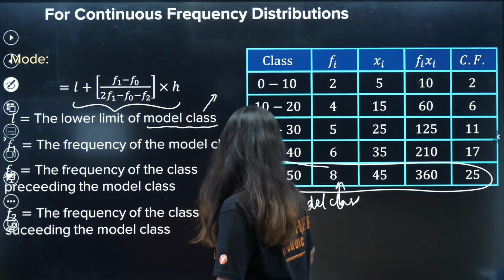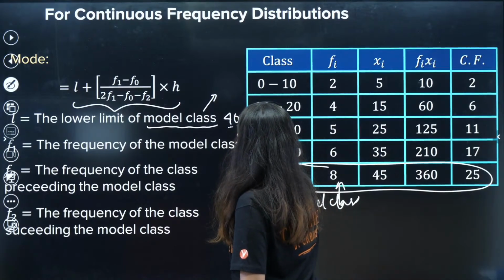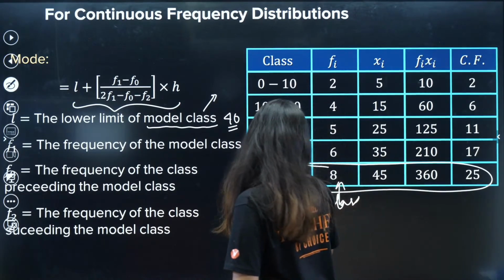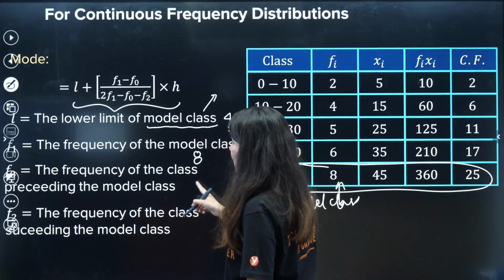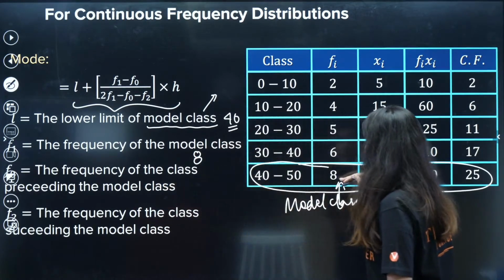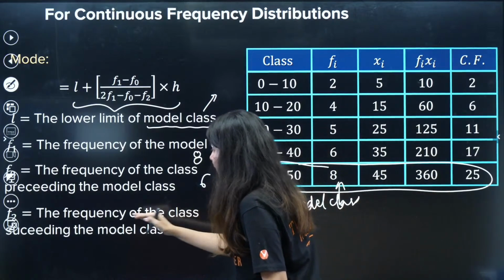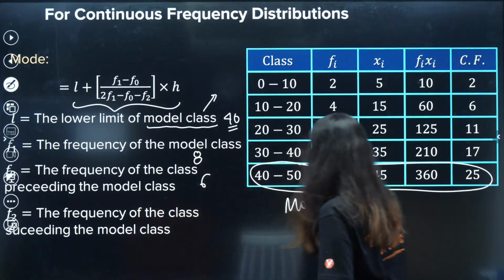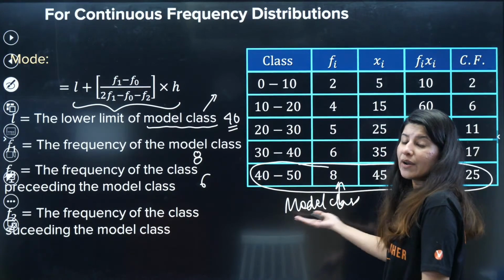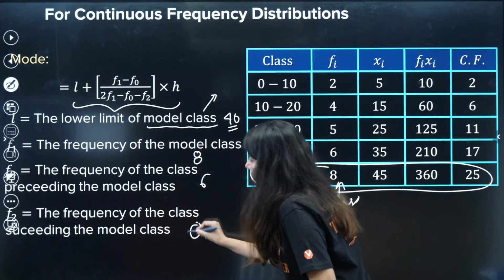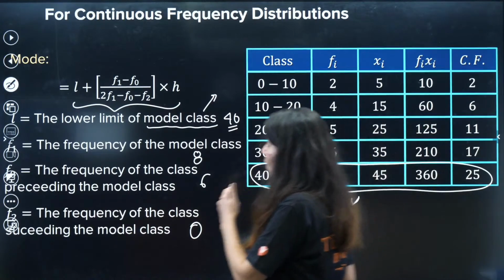The lower limit of the modal class is what? 40. The frequency of the modal class is what? 8. The frequency of the class preceding the modal class is what? 6. Frequency of the class succeeding the modal class: after this we have no row, so it would be what? 0. f2 would be 0. Now plug in the values.